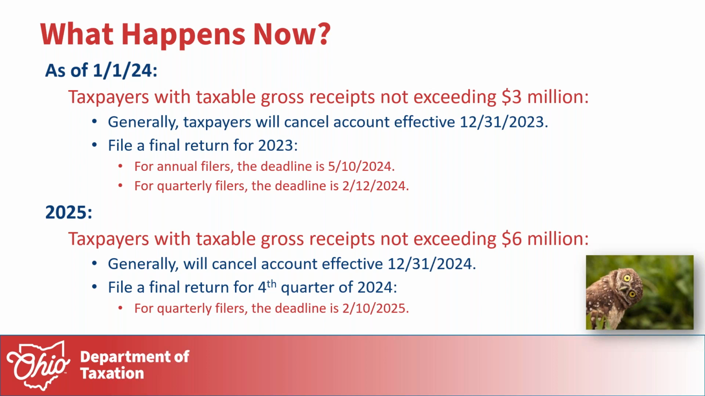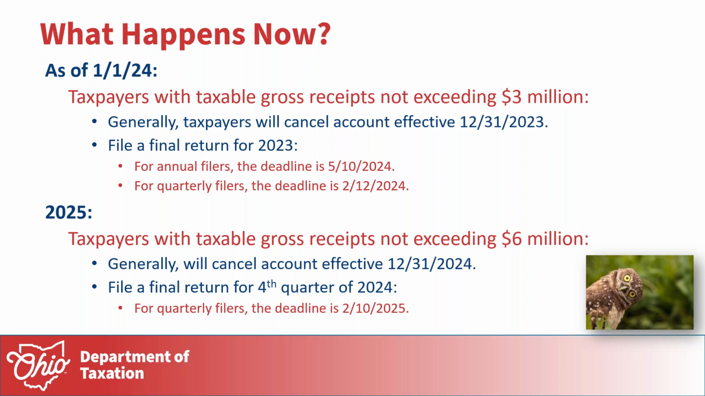So taxpayers with taxable gross receipts not exceeding the $3 million generally will need to cancel with 12/31/2023 by either of those options. And then again, just as a reminder, if you do cancel your account, you still need to file that final return. That is still due for annual filers. The deadline is going to be May 10th. And then for quarterly filers, that deadline is going to be February 12th of this year, okay?